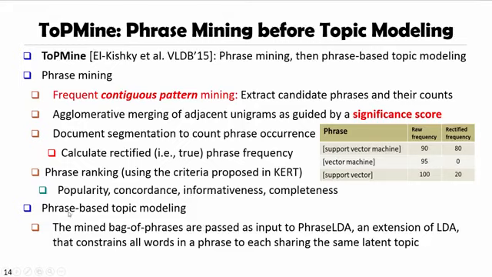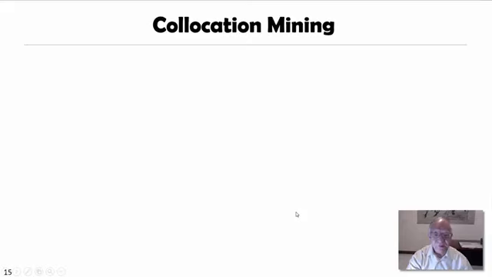After this, we can do phrase-based topic modeling. That means taking those mined bags of phrases, we pass them to PhraseLDA, which is an extension of LDA. This method will constrain all the words in a phrase to share the same latent topic. In that way, we will be able to derive better quality topic models.